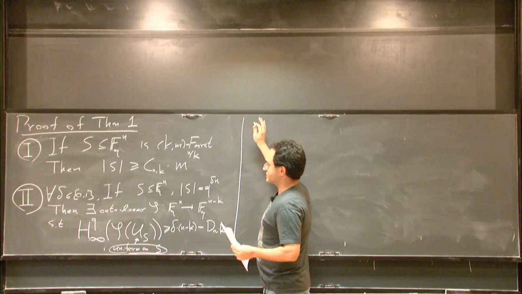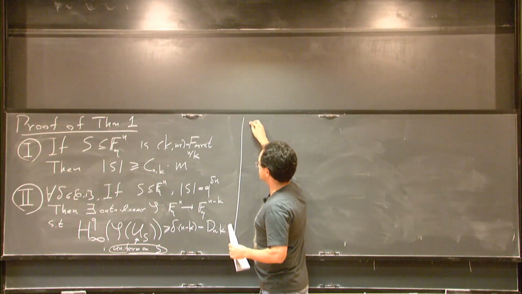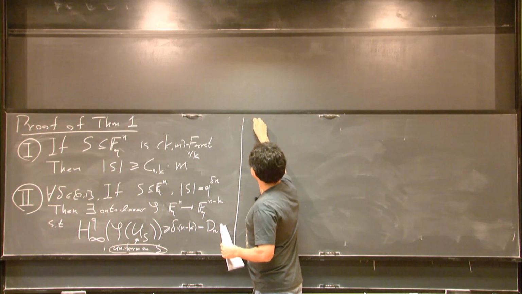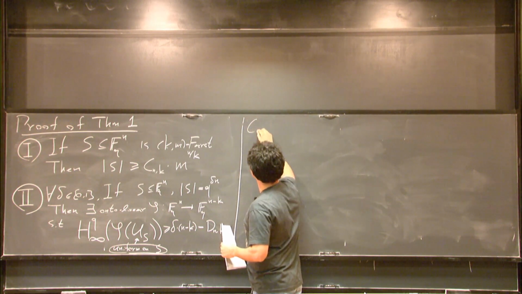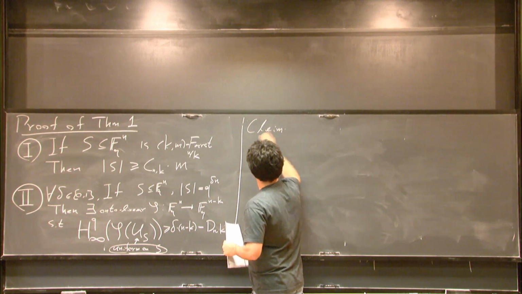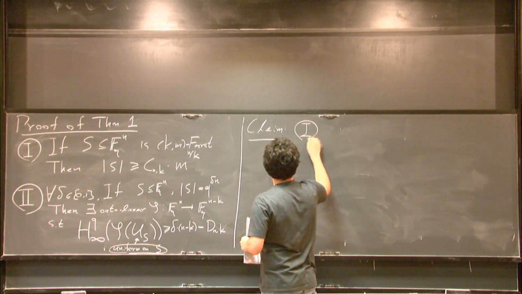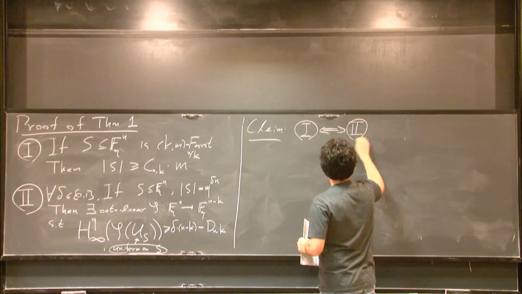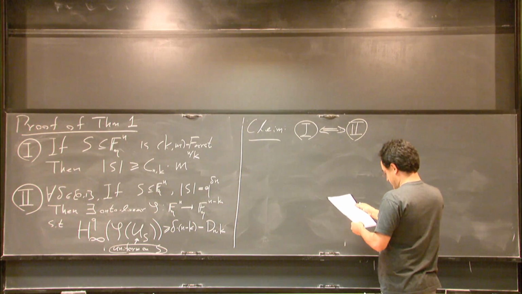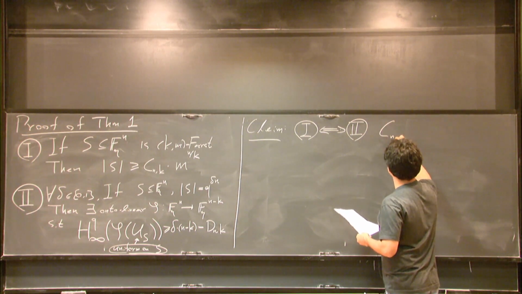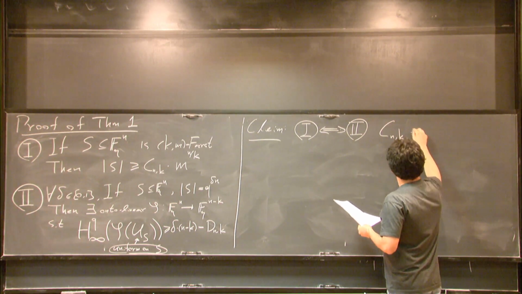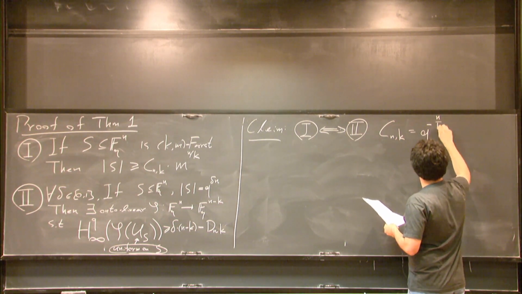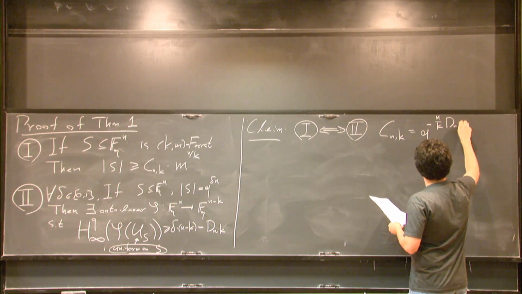So let's prove one direction. That's the one we're actually using, the only one we'll use. So the claim is that 1 is if and only if 2. And there's an equation connecting the constants C and K: it is q to the minus n over k, d_{n,k}.